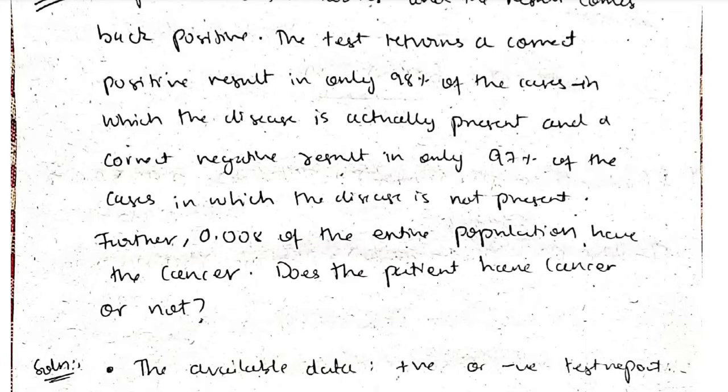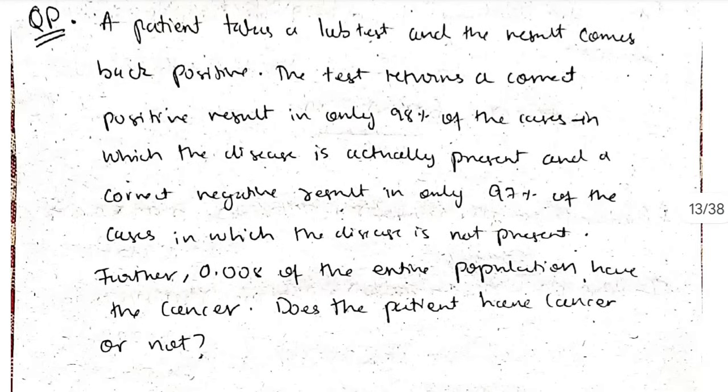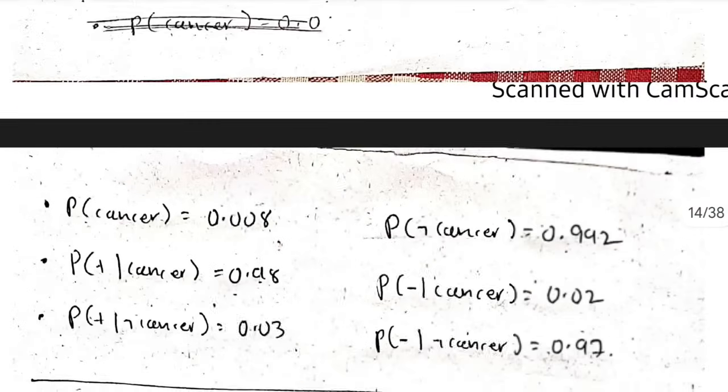Okay, so it returns a correct positive result only in 98% of the cases where the disease is actually present, but in 97% of the cases where it is not present it returns a correct negative result. Means it will return negative and the disease will not be present, but in the remaining 3% of the cases it will return positive although the disease is not present. So that's the value we have written here, 0.03.